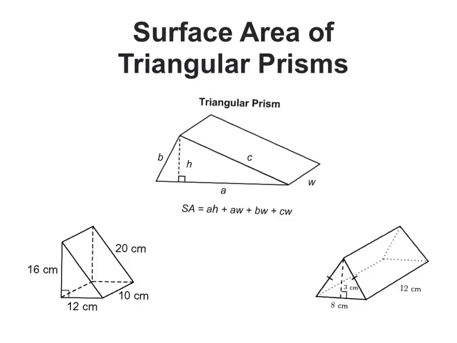This video is going to explain how to find the surface area of triangular prisms. So you'll notice that a triangular prism looks different than a rectangular prism, and that it is made up of two triangles, and then the rest of the faces would be rectangles.